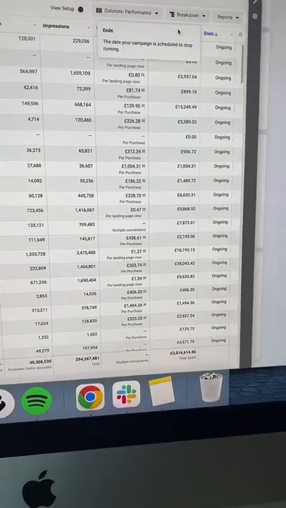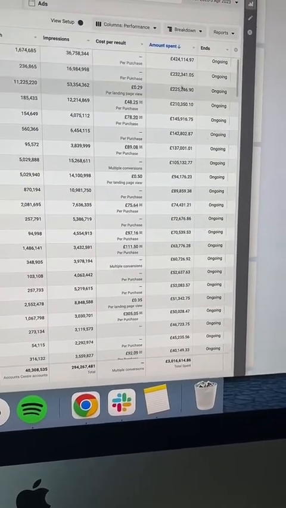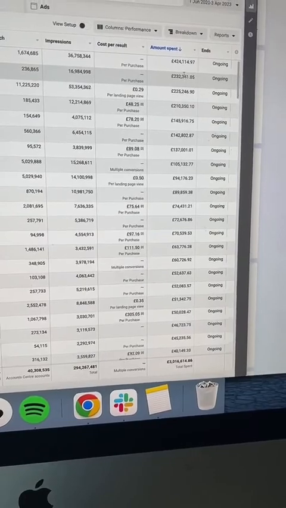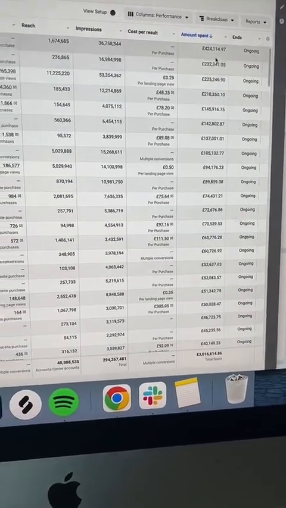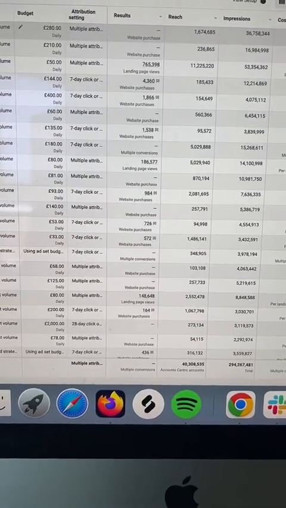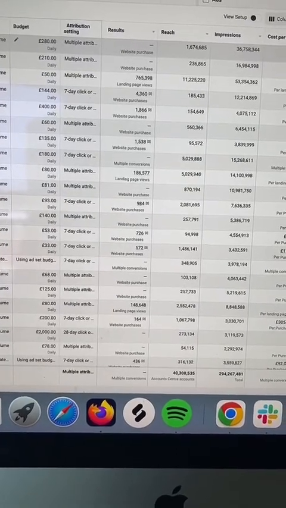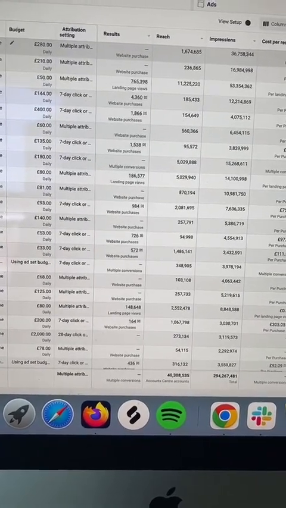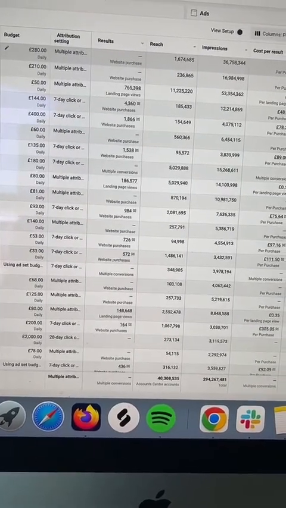Okay, so first of all, I'm going to sort the campaigns by total amount spent. And you can see here one of the highest campaigns was a £424,000 spend. Now, a bit of context here. You'll notice that we have a lot of landing page view campaigns. And the reason why is because when we originally started, we ran purchase campaigns for top of funnel. And what happened was the cost per purchase was way too high. And as a result, we had to change the strategy.